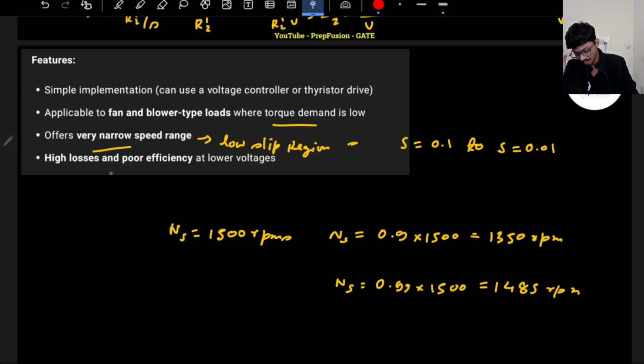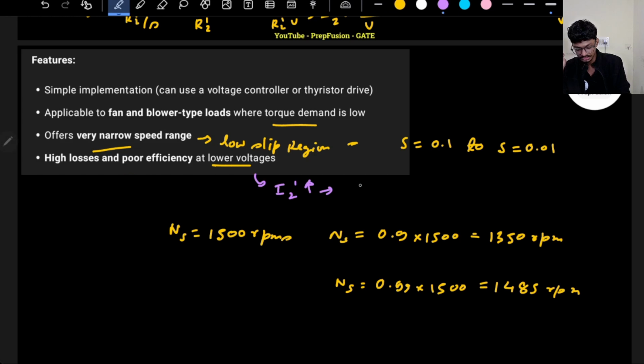So there will be high losses and poor efficiency at lower voltage. Why? Because the currents will increase. If the current increases, there will be copper losses, right? The I square R loss in the rotor windings and the stator winding will increase by a lot. So it is not that suitable for low voltage operation.